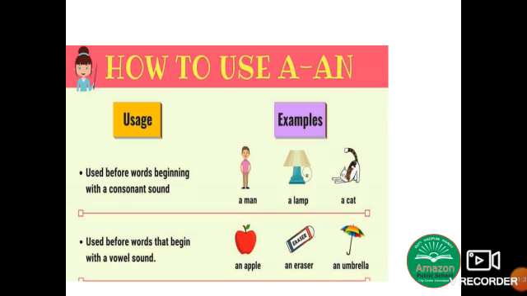Whereas apple: A is a vowel, so you have to use an apple. Eraser: the beginning sound is E, so you have to use an eraser. Next is umbrella: the beginning is again a vowel sound, so we are using an umbrella.